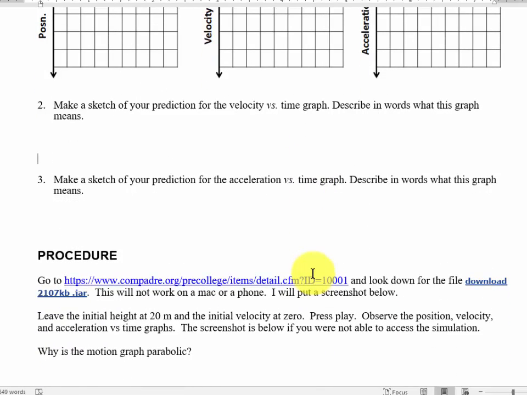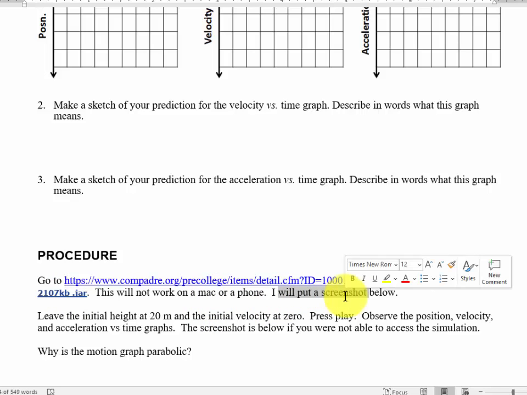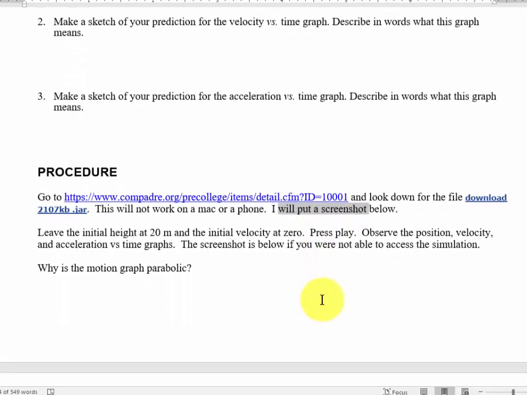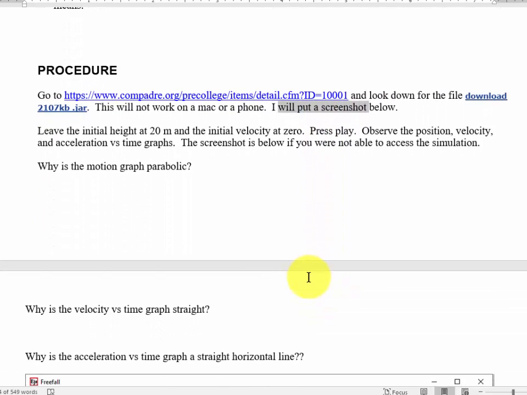What I then want you to do is, if possible, go to this website and download this Java file. I know that this will not work on a Mac or a phone, so I just put a screenshot of what these look like below. I'm not going to go down there because I don't want to influence your prediction.